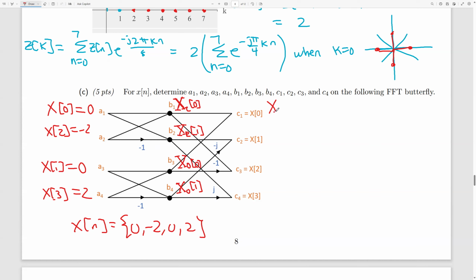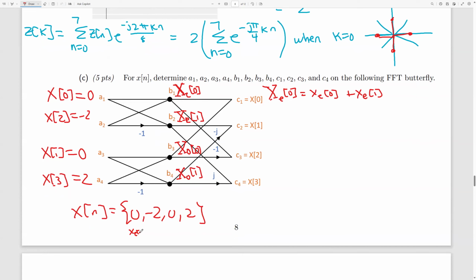And we'll say that capital X on the even terms of 0 equals little x even of 0 plus x e of 1. So in this case, x e of 0 is 0. Let's use a different color so it's a bit clear. This first term is x e of 0, x e of 1, and the odd terms in order are x odd of 0, x odd of 1. This is the terminology of what they mean by 0 and 1 for the x even, x odd, 0, 1.